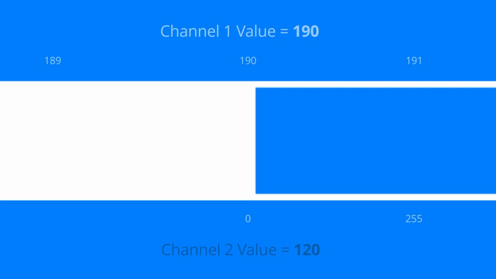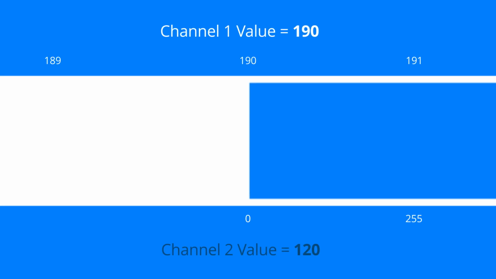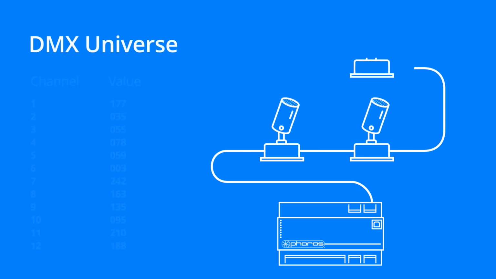If a fixture requires more precise control than the range between 0 and 255, 2 channels can be combined to utilise what's called 16-bit control. A second channel introduces 255 additional steps of control between each of the original channel's values. Many fixtures offer multiple modes, altering the fixture's footprint depending on the control level required.